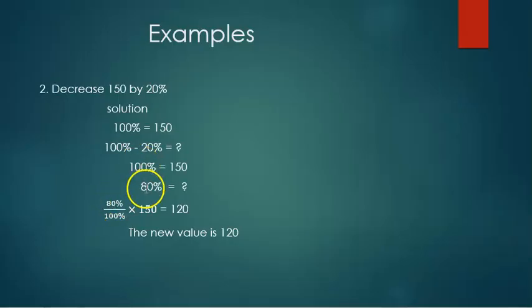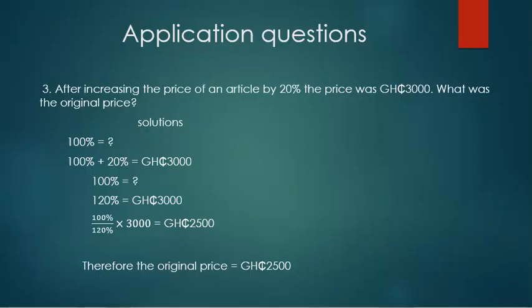So looking at 80 and 100, the bigger one is 100. So the bigger one will come down. So 80 over 100 times 150. Then we get 120. So the new value is 120. And in fact, we can see that we have decreased 150 by 20%. So we are getting the new quantity to be 120. Now let's take some application questions to see how we're going to solve them.